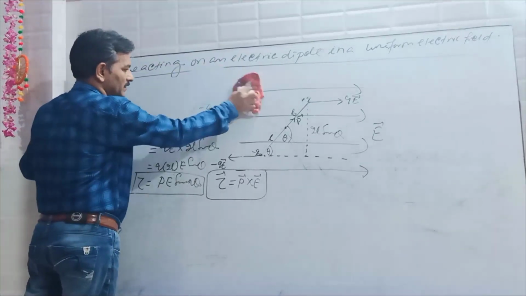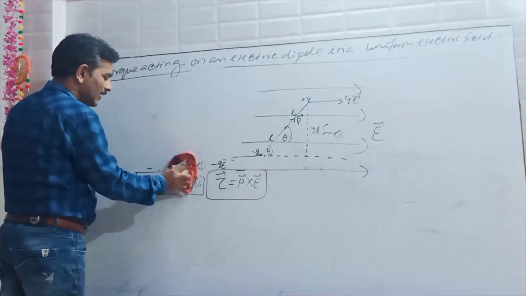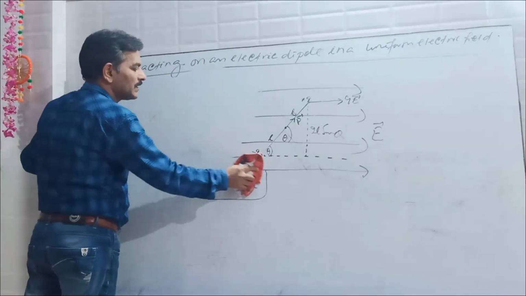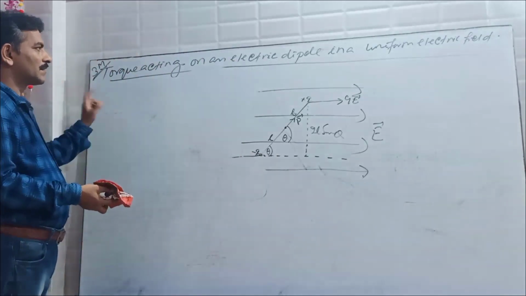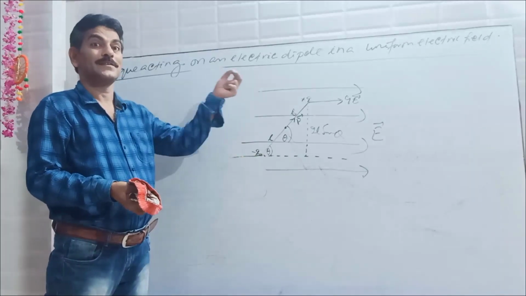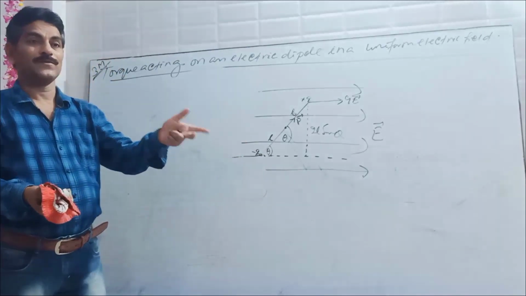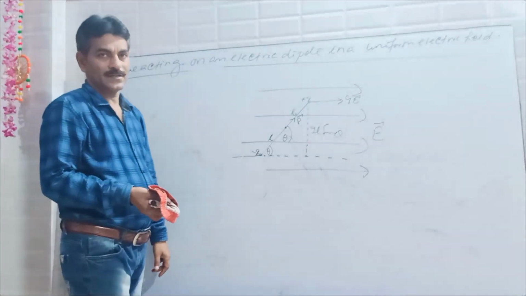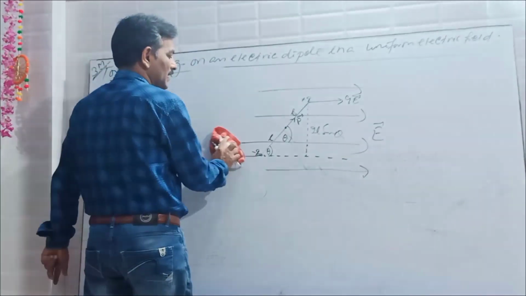In the next class we will discuss electric potential, and in that chapter we will discuss the work done on an electric dipole in a uniform electric field, and the potential energy of an electric dipole in a uniform electric field, which will be linked with the expression of torque on the dipole. Clear?